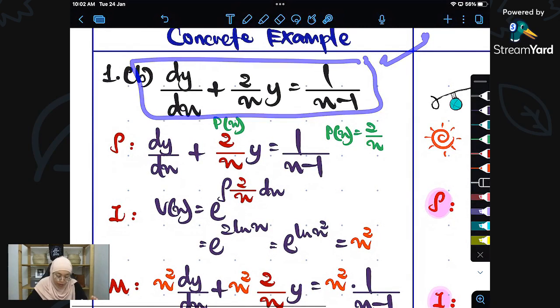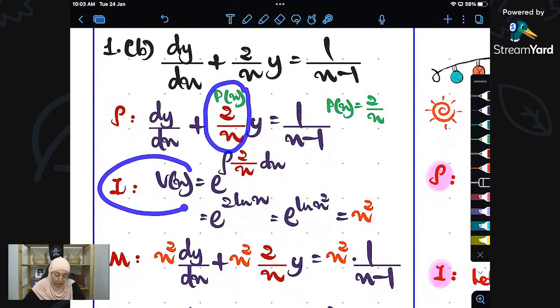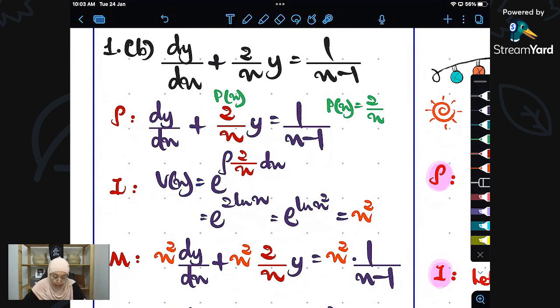Okay, you must make sure your standard form is having a 1 coefficient at dy dx, and then you must determine your p x function. Okay, your p function, you must make it clear so that you can get your integrating factor perfectly. When you get integrating factor, you must integrate above the exponent here, okay, and then you will get 2 ln x over here, and then you use the law of logarithm, you bring the 2 above, you will get x squared, and then exponent bertemu ln, dia hilang, tinggallah x squared sahaja.